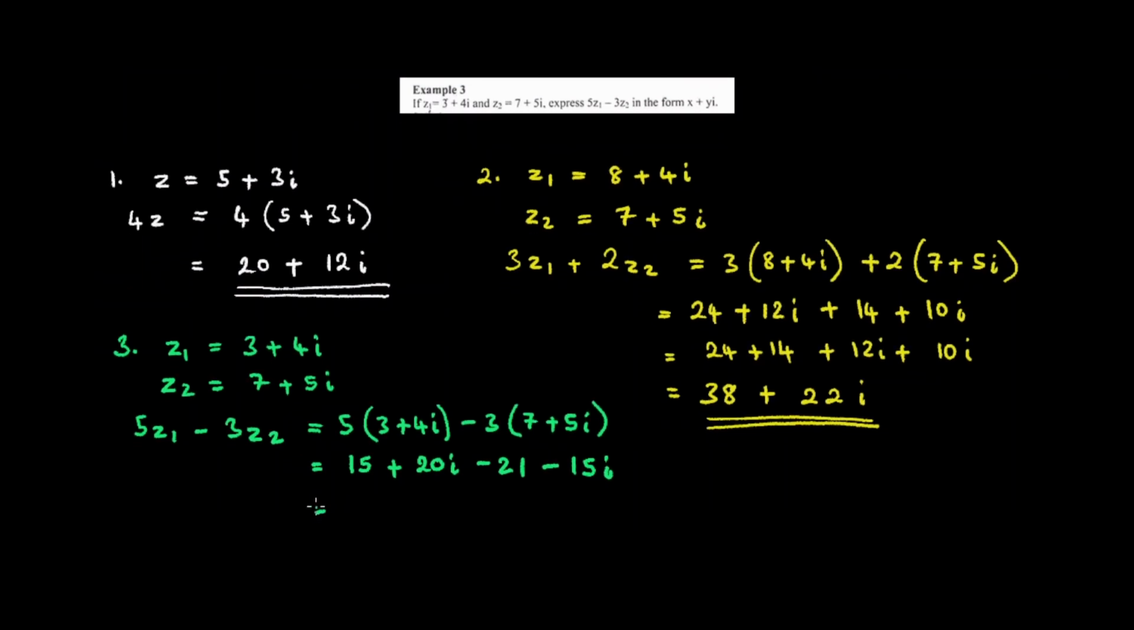So this then becomes, after collecting like terms, 15 minus 21, that is minus 6, and 20i minus 15i, that is plus 5i. This is our final answer. So what we do is the removal of brackets as in simple algebra, and we do the same even with complex numbers, and we have demonstrated with these 3 practice questions.